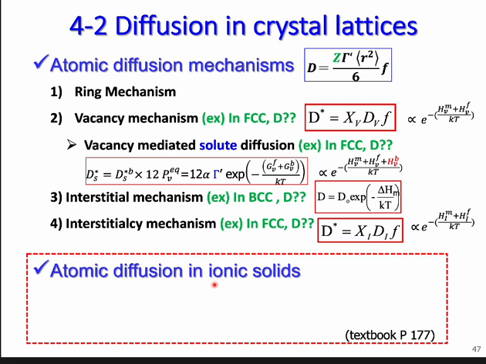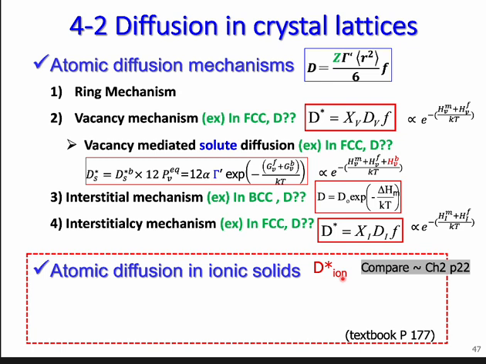And as you expected, in ionic solid materials you will have cations and anions, which are ions with positive charge and negative charge. So what's the vacancy for cation and anion?